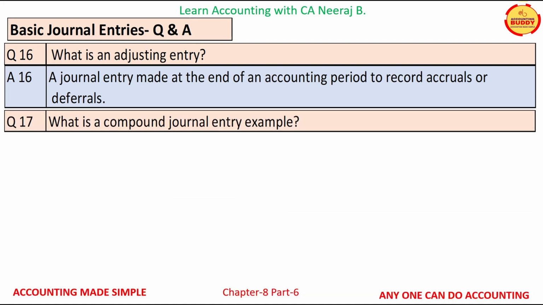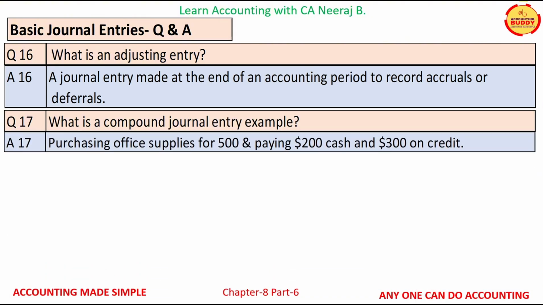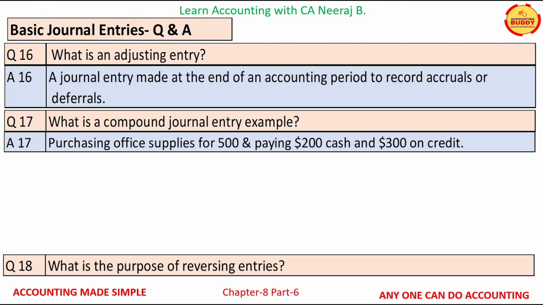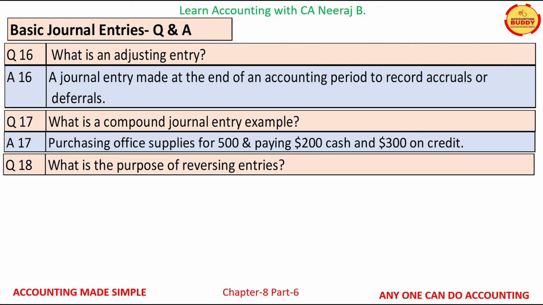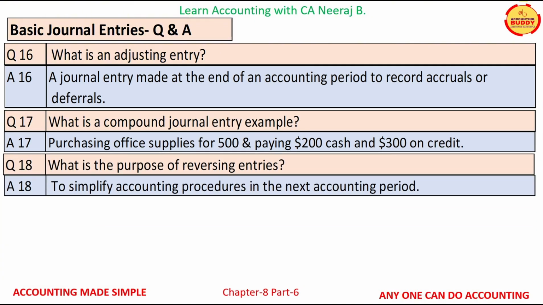Question number 17, what is a compound journal entry example? The answer is, purchasing office supplies for $500 and paying $200 by cash and $300 on credit. Question number 18, what is the purpose of reversing entries? The answer is to simplify accounting procedures in the next accounting period.